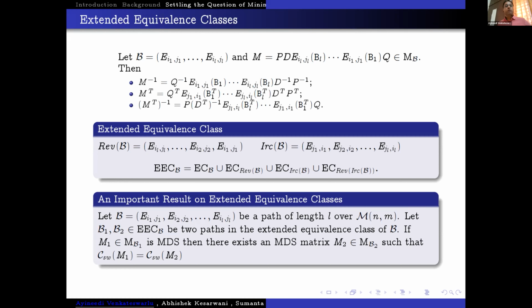So if you want to search for low cost MDS matrices, it is enough to test for only one representative path of these equivalence classes, and this greatly reduces the search complexity. So we use this idea to search low cost matrices.